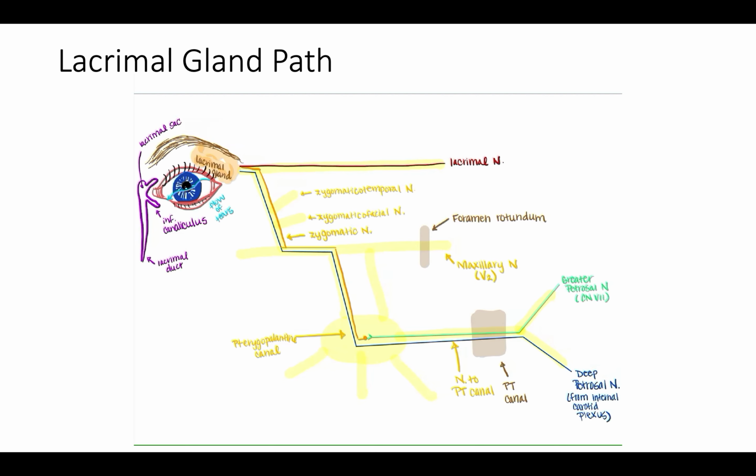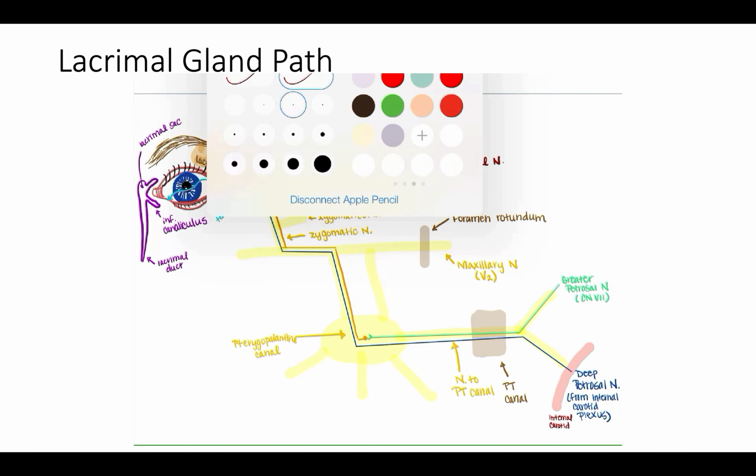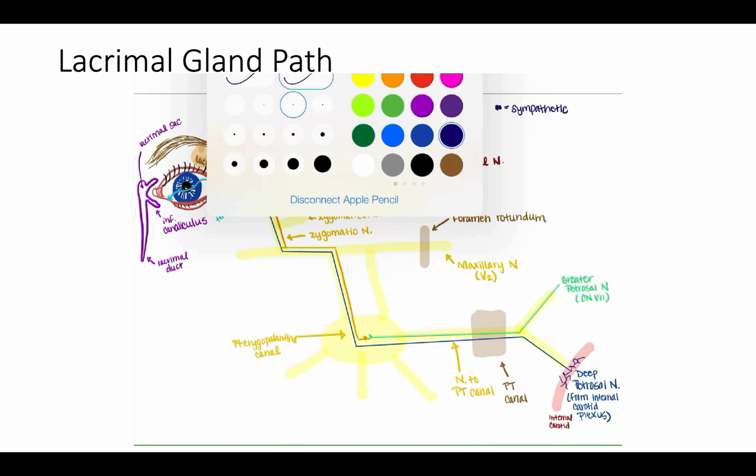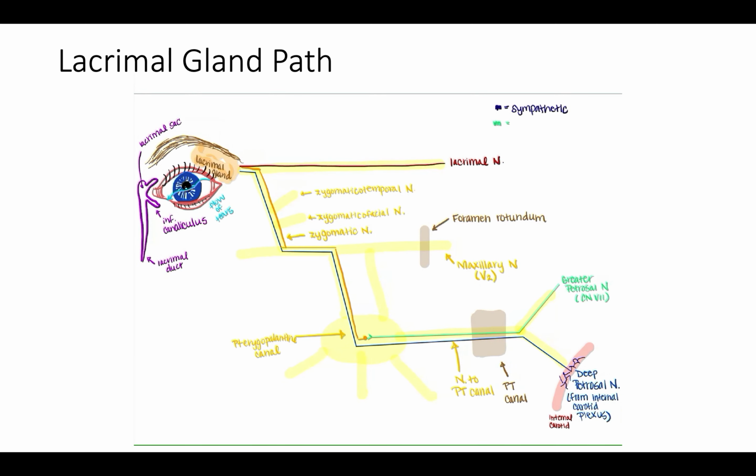Okay, so let's talk about which ones are sympathetic and which ones are parasympathetic. But let's first remind ourselves, here's the internal carotid that the deep petrosal nerve is going around and forming that plexus on. Okay, so this deep blue color, our deep petrosal nerve, is going to be a sympathetic innervation. And remember, that's our fight or flight response.